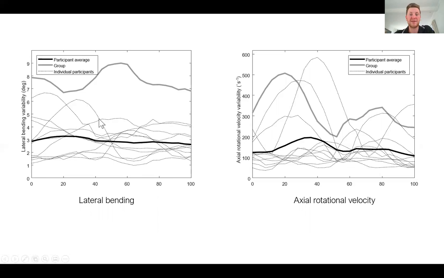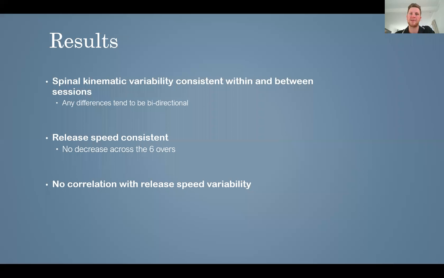The average of all 11 of these participant curves gives this black line, which is the average participant variability. And then the group variability is represented by this grey line, which is calculated as the interquartile range across all trials for all participants at each of those 25 time normalized points. You can see that for both variables, group variability is higher than the average participant variability.